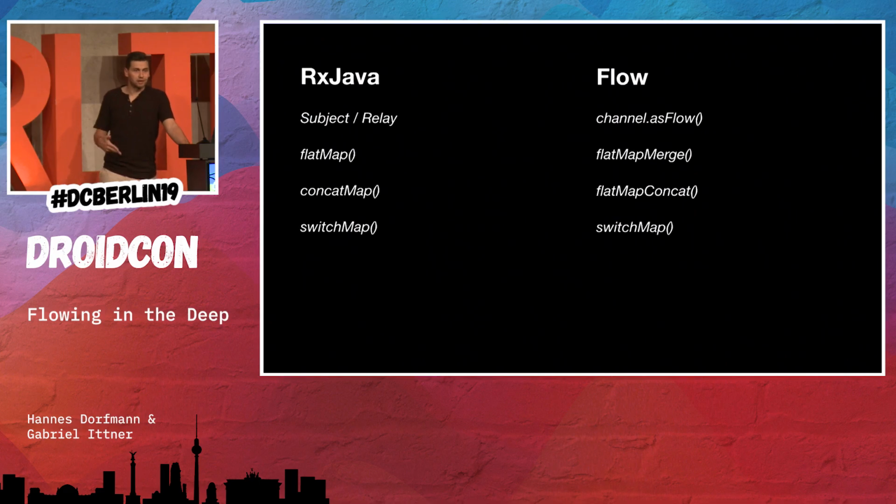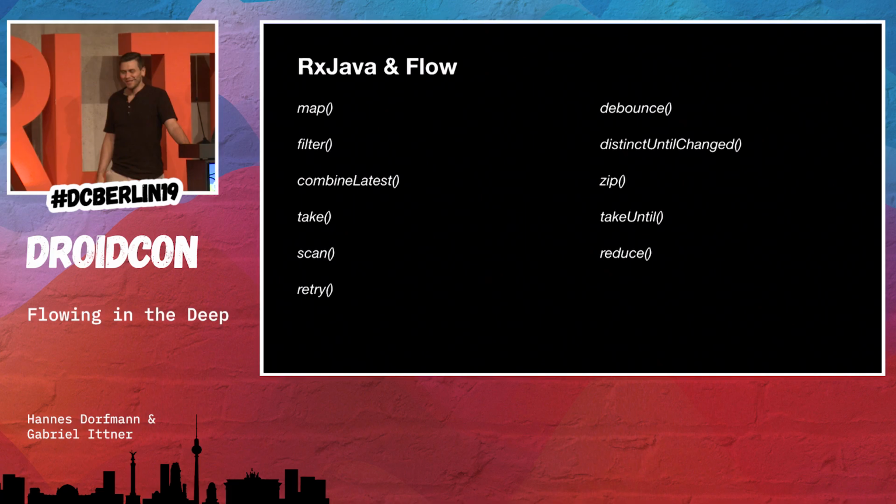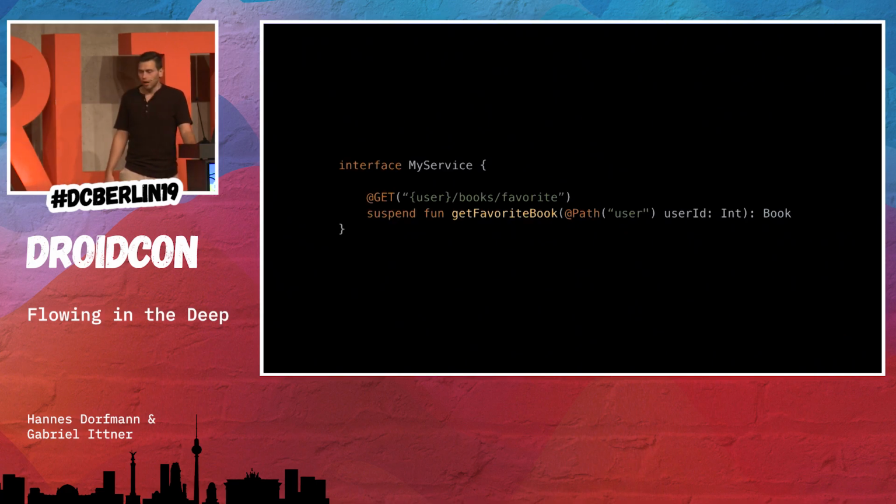FlatMap from RxJava is there in flows. It's just called flatMapMerge. ConcatMap is called flatMapConcat. SwitchMap is still called switchMap, so that's the same. And some other usable operators are there as well, like map, filter, retry, zip, combineLatest, take, scan, reduce, and a bunch of others that I didn't put on that slide. But more or less, the most common ones from RxJava are also available on Flow.